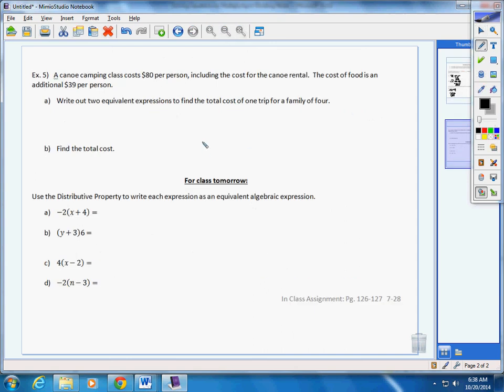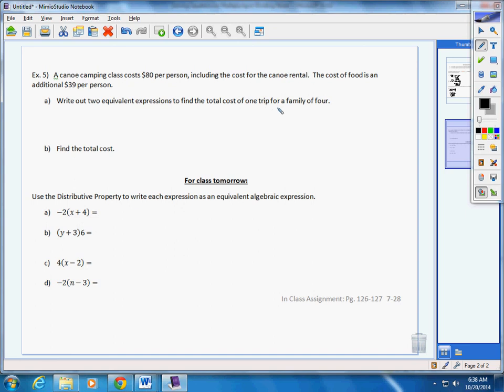Now, we got a word problem. Have no fear, this is really not too bad. It says a canoe camping class costs $80 per person, including the cost for the canoe rental. The cost of food is an additional $39 per person. Please write out 2 equivalent expressions to find the total cost of one trip for a family of 4.